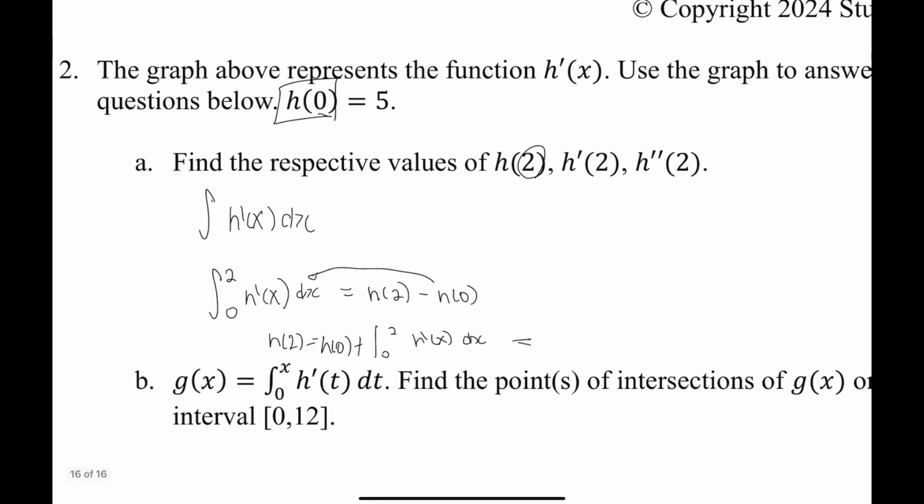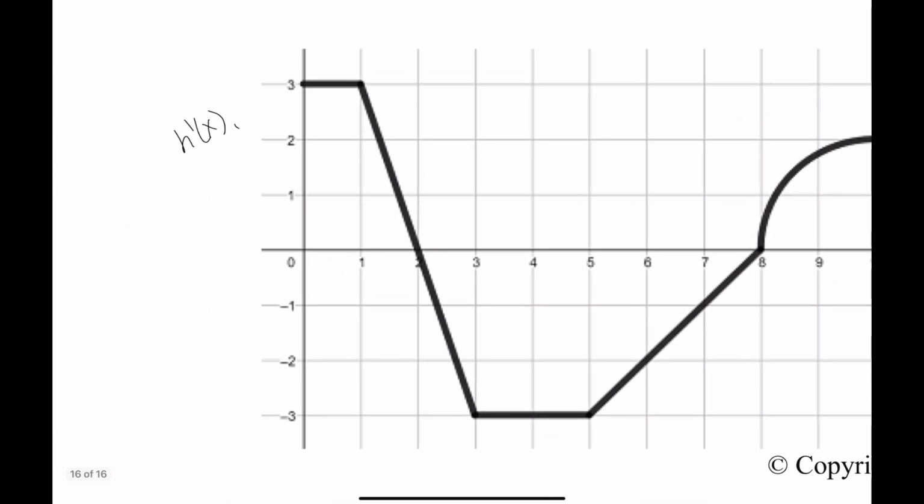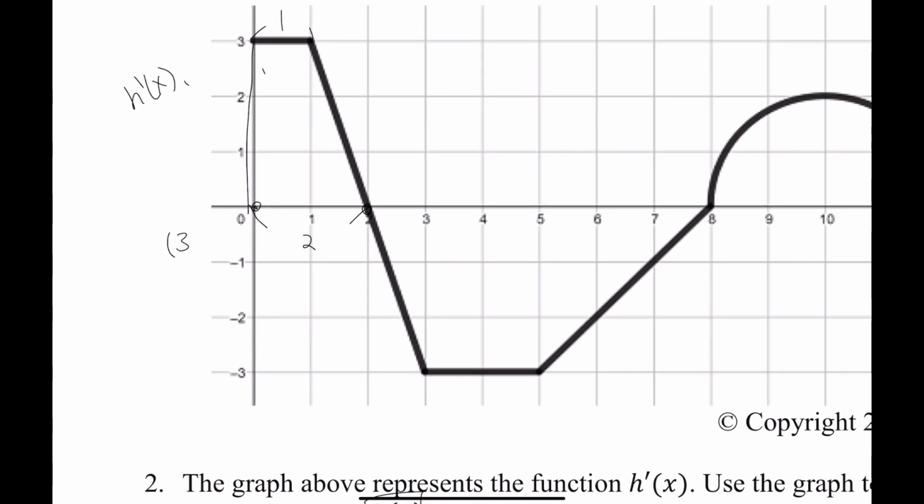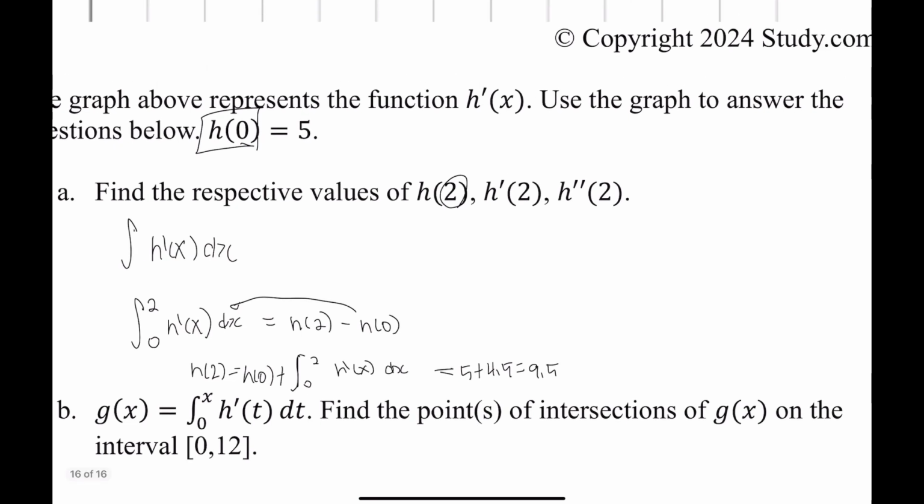Okay, and then now let's find the area under the curve of the h prime of x graph from 0 to 2. From 0 to 2, this is like a trapezoid, right? So we have 1, and then we have 2. So add those two together, that would be 3 times 3 divided by 2, which is 4.5. Okay, so we got h of 0 plus 4.5. H of 0 is 5, so 5 plus 4.5 would be 9.5. So we got the first value. H of 2 equals 9.5.